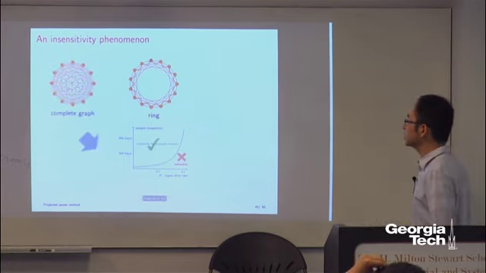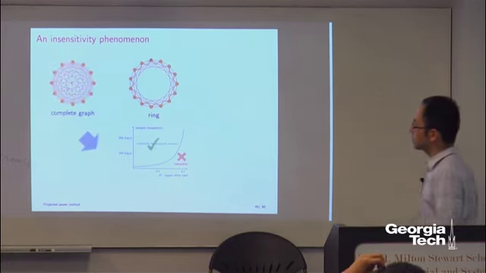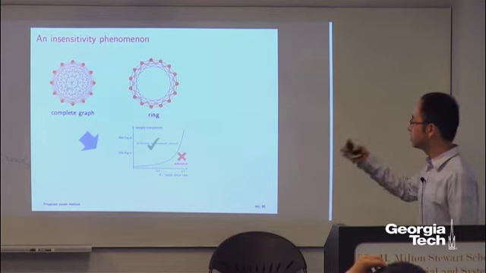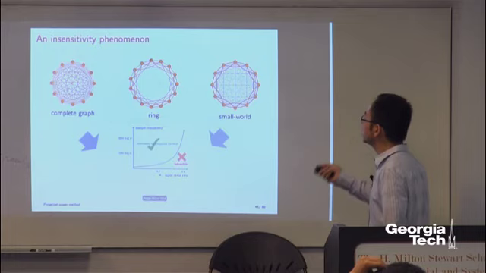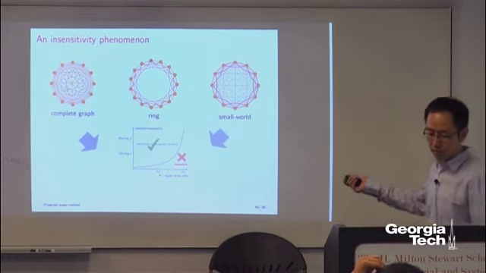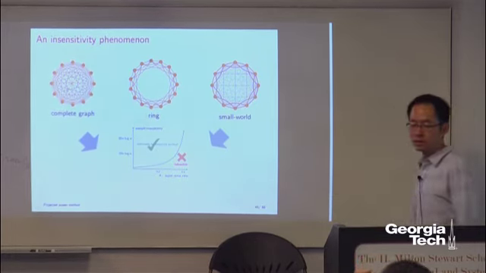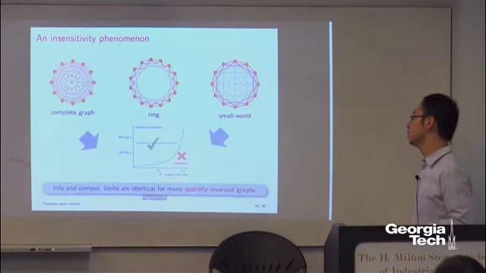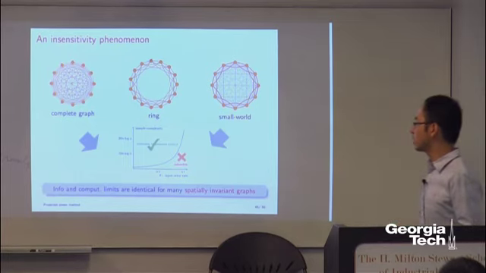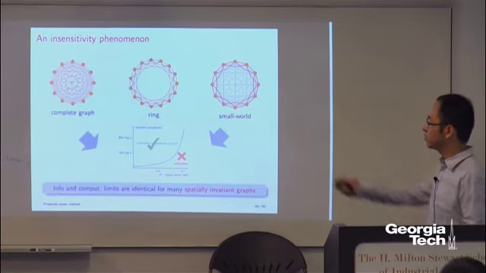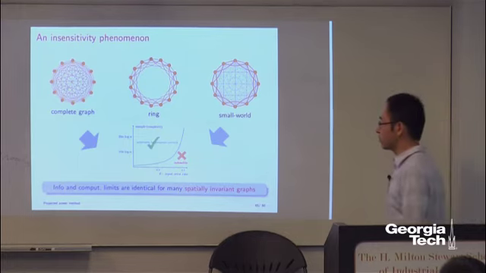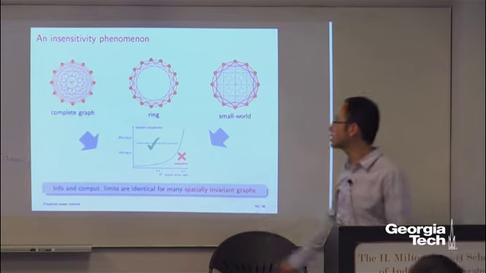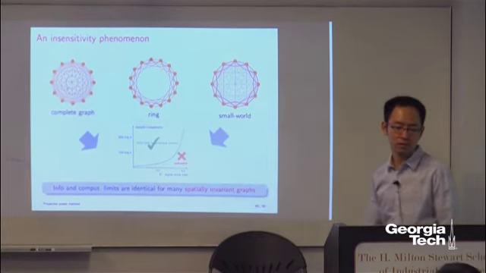What do I mean by that? For example, if you have a complete graph, you need the same number of samples in order to do this. For ring, you need the same sample size. You can also go to a small world graph, something like that. And roughly, you also need the same number of samples in order to achieve exact recovery. The information and computational limits seem to be identical for many of such spatially invariant graphs. Which are these graphs? This is particularly useful for social networks, and this is particularly useful for biology graphs.